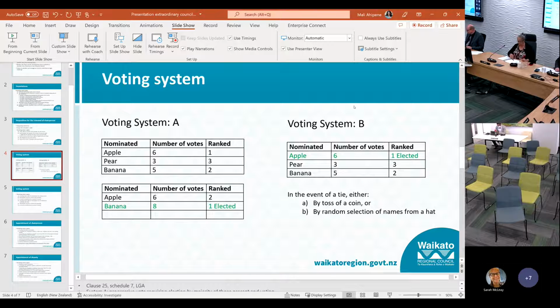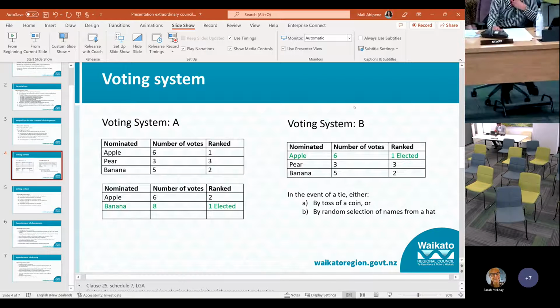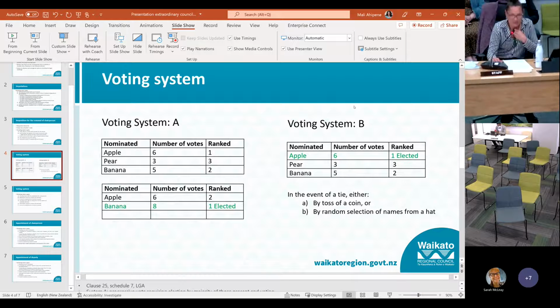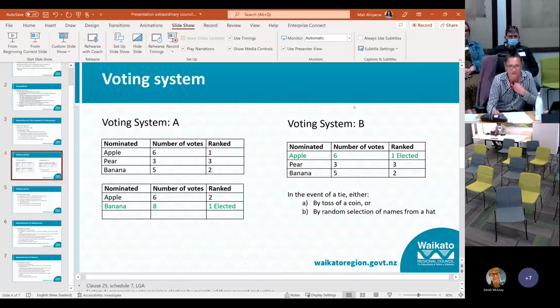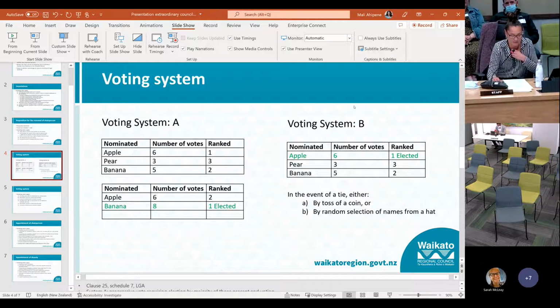Kia ora tātou anō. Thank you, CE, and through you, Madam Chair. Before we undertake the process of electing a new chairperson, as our CE has pointed out, we must first determine by resolution one of two systems of voting for election of the position of chair and or deputy chair if necessary. And so a bit of an explanation about System A and System B for voting.